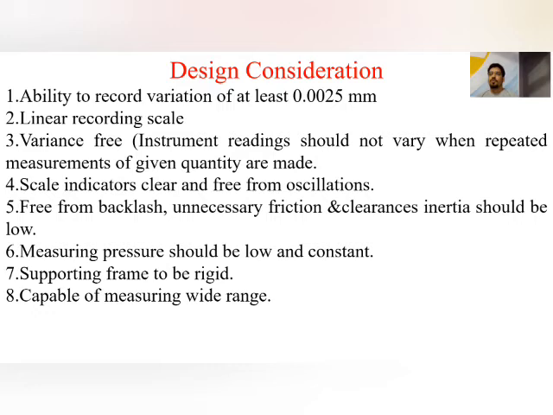Next, what are the parameters which are taken into consideration while designing the comparator? So first is ability to record variation of at least 0.0025 mm. It means we can say that this is the least count of comparator. It means a comparator is made in such a way that it will record the variation minimum up to 0.0025 mm.